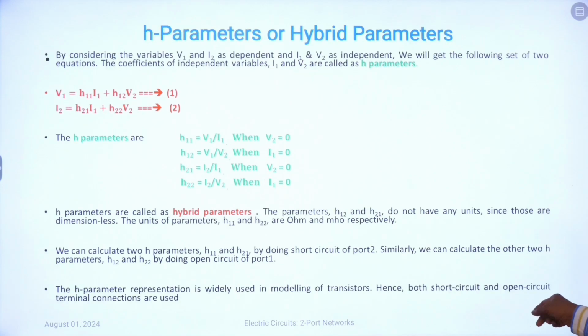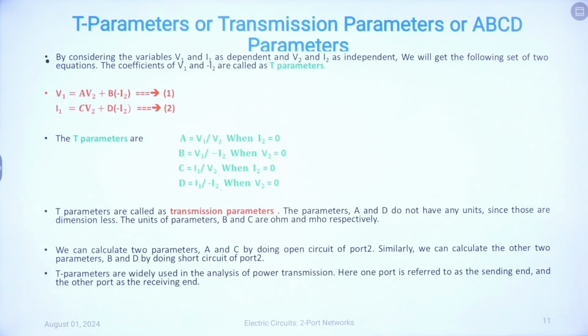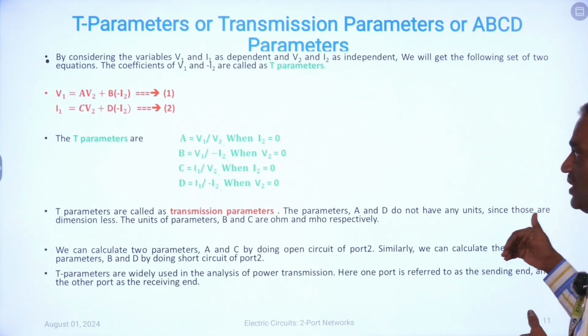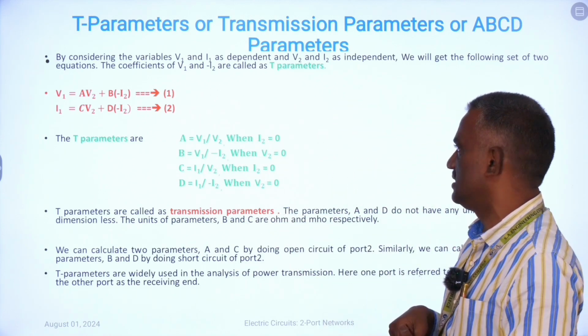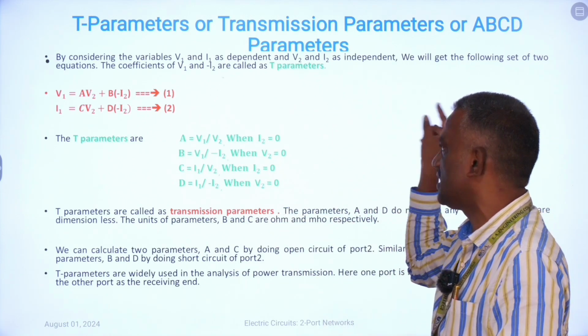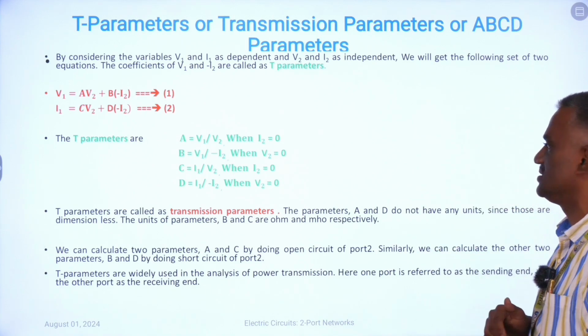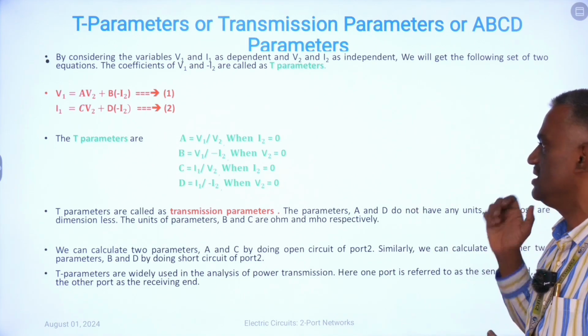Next one is actually the ABCD parameters, otherwise called transmission parameters, otherwise called T parameters. This is totally different when compared to the previous three cases. Here V1 and then I1 will be the dependent variables, V2 and I2 will be the independent variables. The coefficients of V2 and minus I2 will be called the T parameters, that is nothing but A, B, C, D.